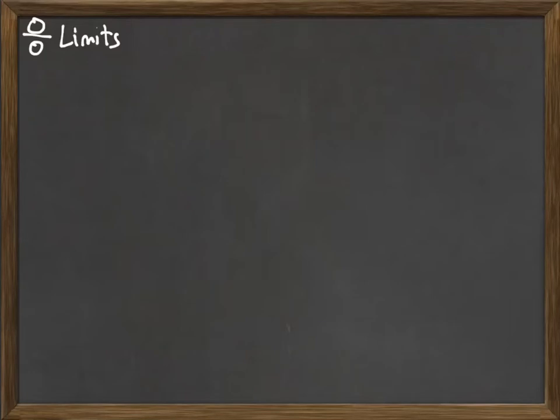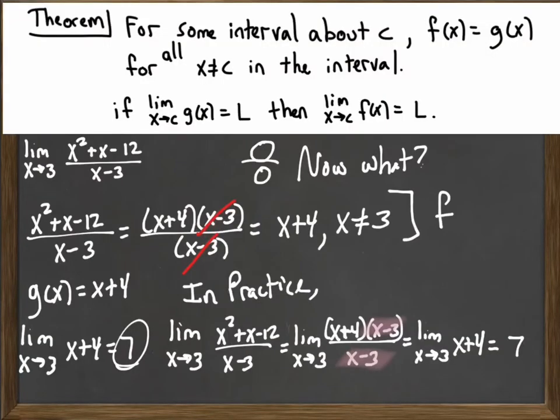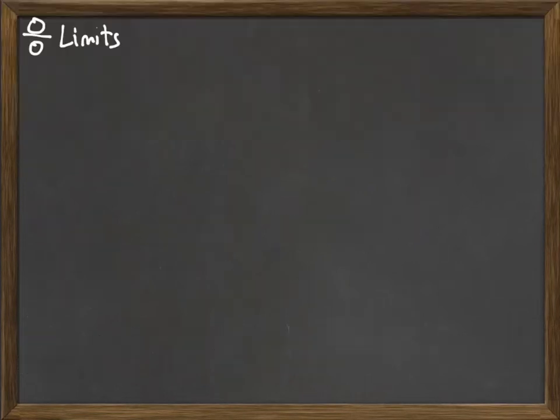As we saw in that previous example, what we're able to do is divide out the zero factor. That's actually the key on these 0 over 0 limits: we need to divide out the zero factor. Now, part of the work in some of these problems is going to be getting it into the right format where we can cancel out that zero factor.